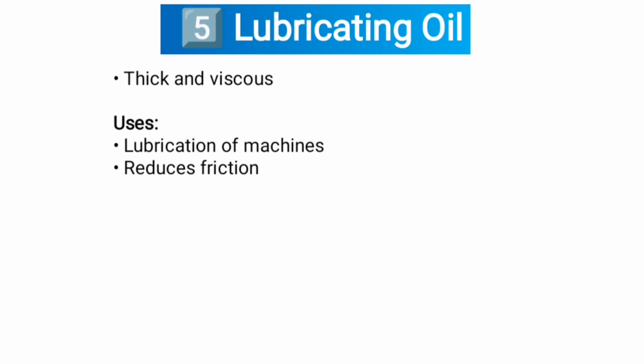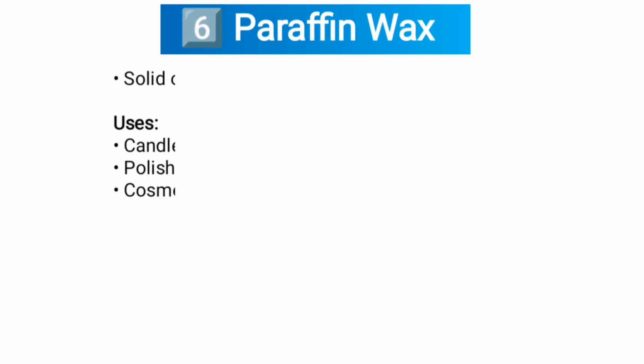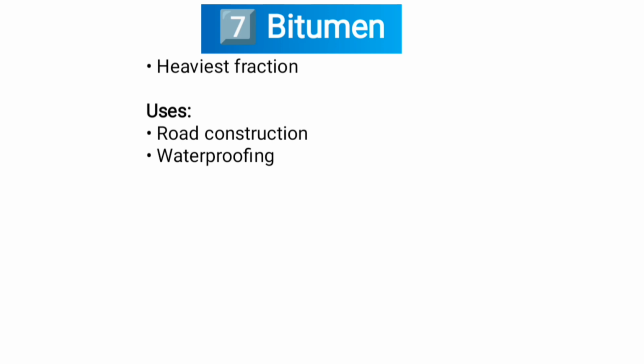Fifth one, lubricating oils. Lubricating oils are thick and viscous. Uses: lubricating oils are used in lubrication of machines and reduce friction. Sixth one, paraffin waxes. Paraffin wax is solid or semi-solid. Uses: paraffin wax is used in candles, polishes, and also in cosmetics. Seventh one, bitumens. Bitumen is the heaviest fraction. Uses: bitumen is used in road construction and waterproofing.